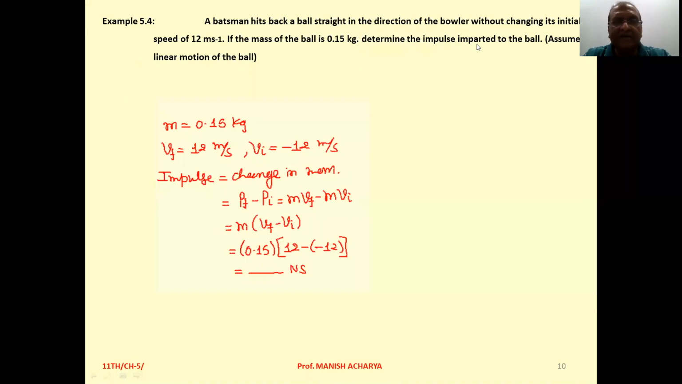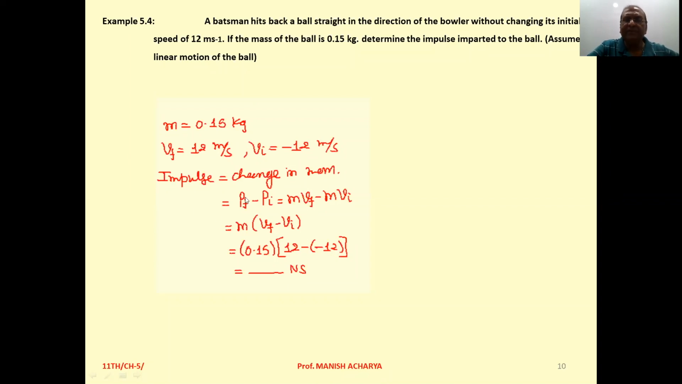So now let's start. Mass is given to you, mass of the ball, that is 0.15 kilogram. Then initial and final speeds are given to you, that is the same. But see here, initial and final speed are in mutually opposite directions. So we consider the initial speed in the negative direction. So we write VI, initial speed, that is minus 12 meter per second. The final speed is opposite to it, so final speed is 12 meter per second. Clear?